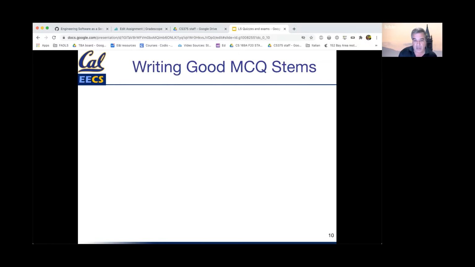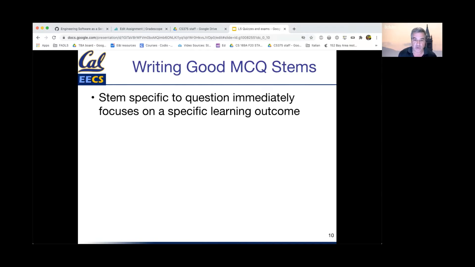The first advice has to do with writing the stem. The stem is the part of the question that you read before you start reading what the choices are. And a good practice is to make sure that the stem immediately focuses on the learning outcome. The stem immediately tells the student what the question is going to be about.